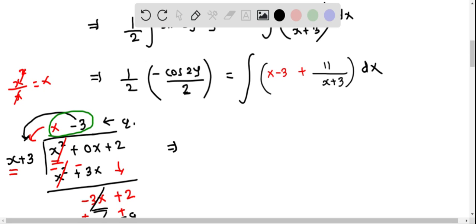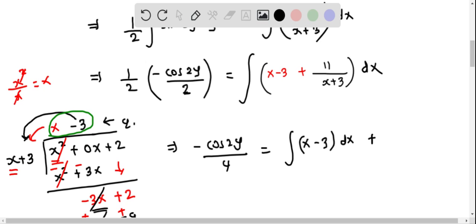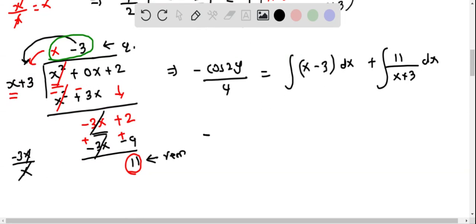So this is going to result in negative cos 2y over 4. And this is equal to, now we have these two terms inside the integral, so we can write this integral as a sum of two integrals: x minus 3 dx plus 11 over x plus 3 dx. So this is equal to negative cos 2y over 4 on the left side. And now we can apply the power rule of integration to integrate the terms x and negative 3.